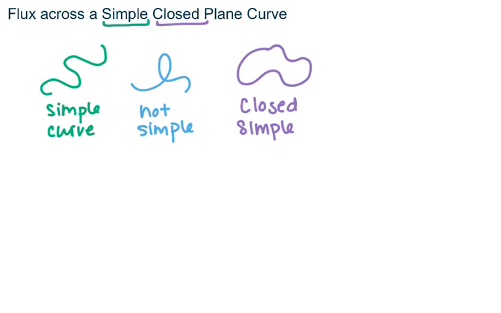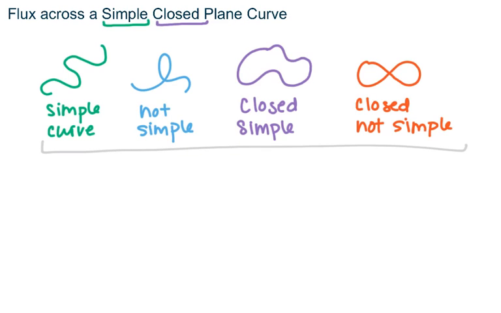So a closed curve that is not simple may look like this. This is a closed curve because it's a continuous loop, but it is not simple because it crosses over itself. It's important that we be able to distinguish the difference and understand that in order to calculate flux, we need a closed, simple curve. Now, what is flux?